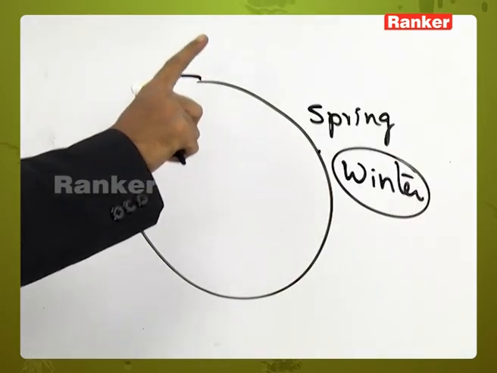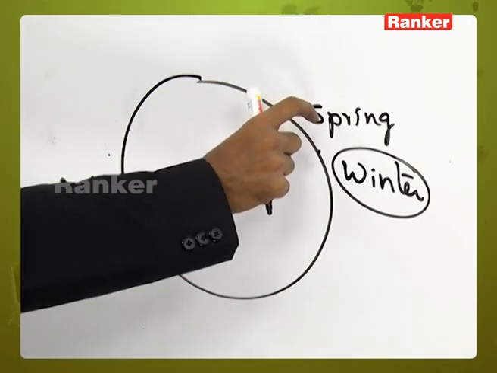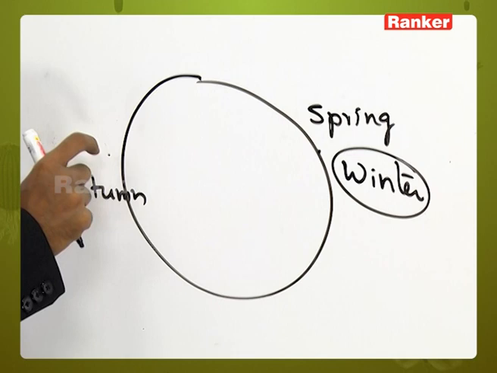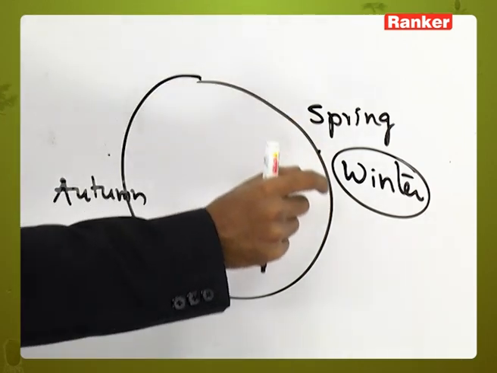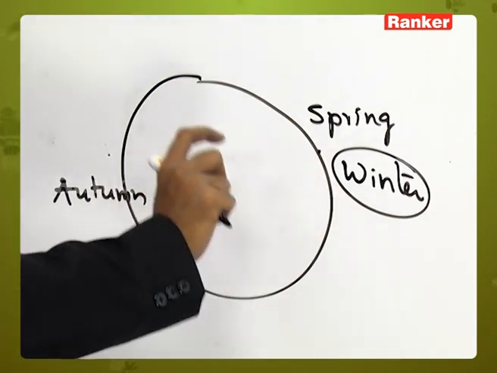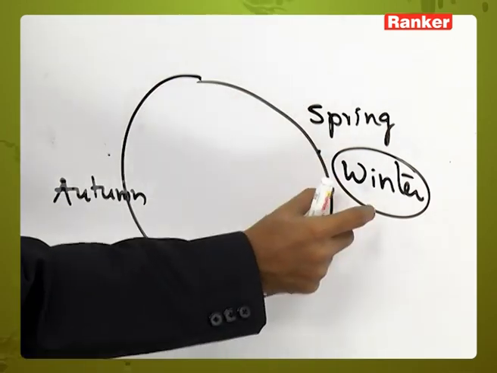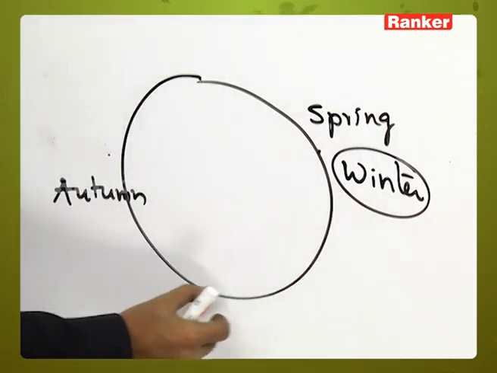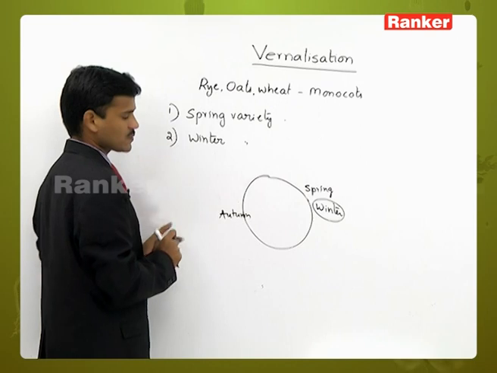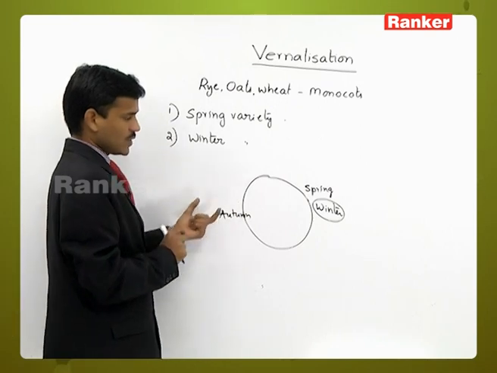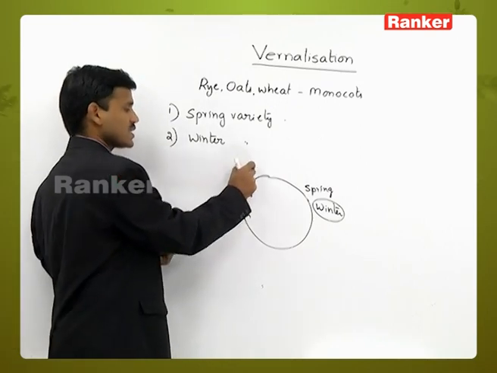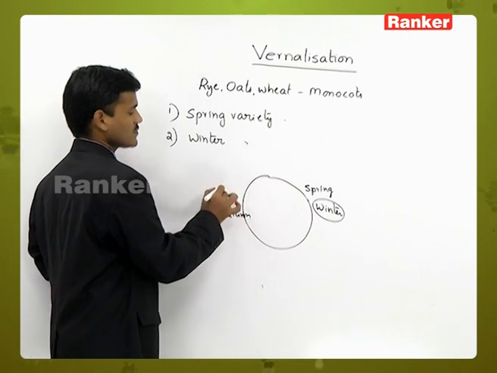Spring varieties normally germinate and give flowers in this year. Autumn varieties germinate and give flowers here. But when winter varieties are planted in the spring season, they do not produce flowers in the autumn season. Here they spend time in the completely winter season.